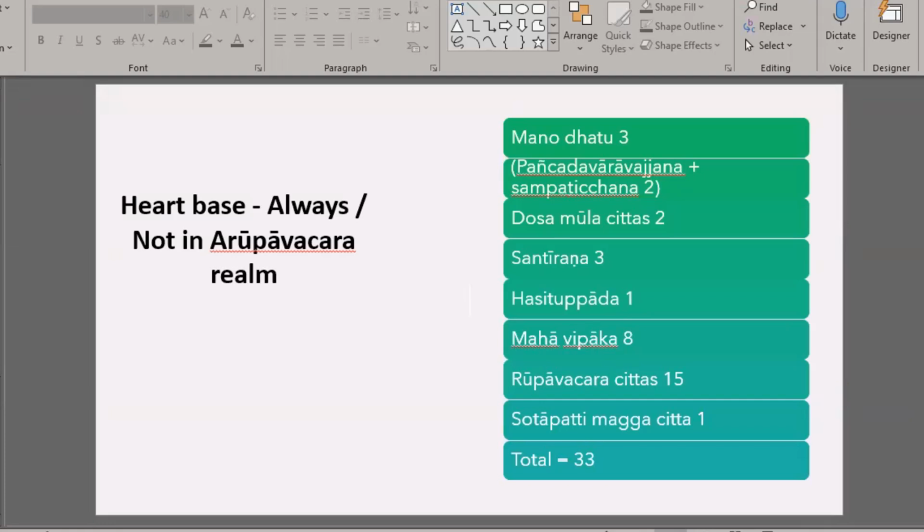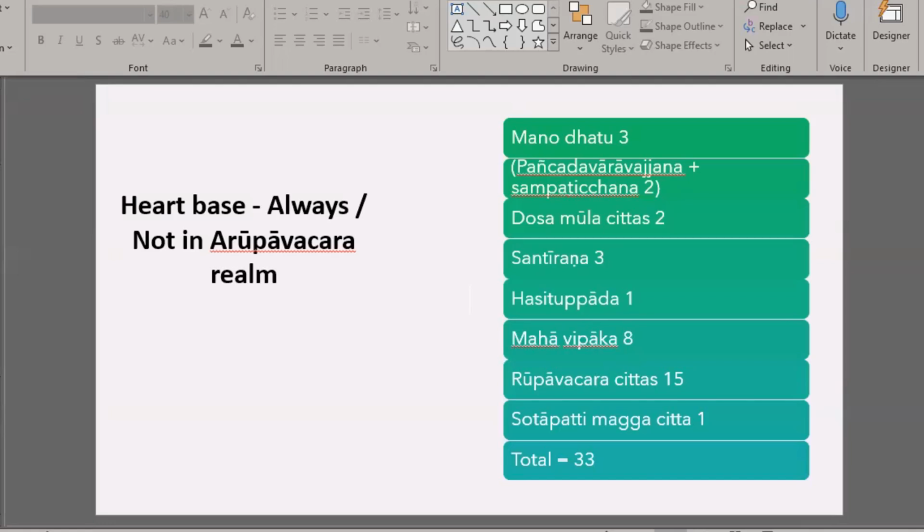Among them, dosa is always a hindrance. So according to the Theravada teaching, dosa is always a hindrance. But lobha is sometimes a hindrance, sometimes not. For example, Brahmas are also attached to their jhana, their jhana chitta. That's not a hindrance. Sensual desire is the hindrance.